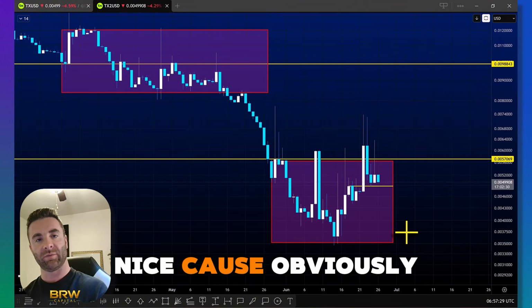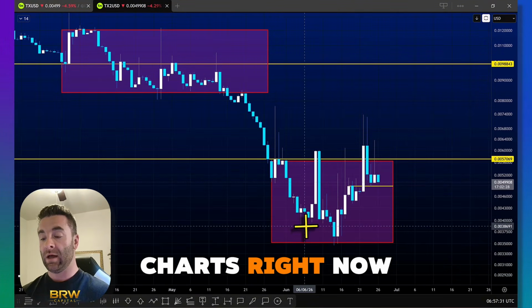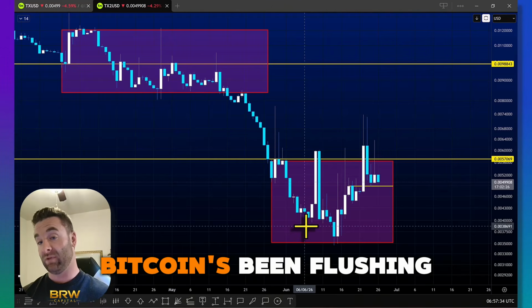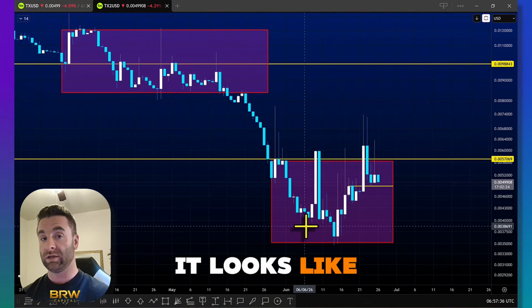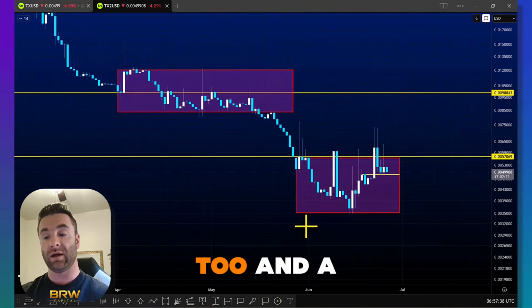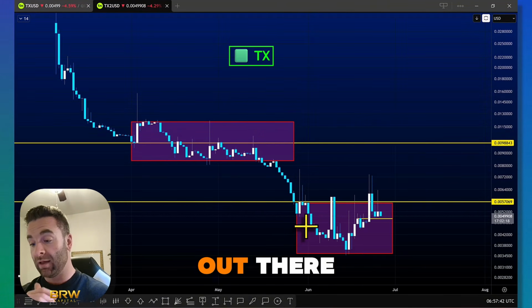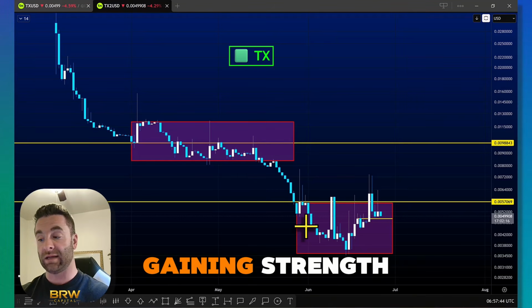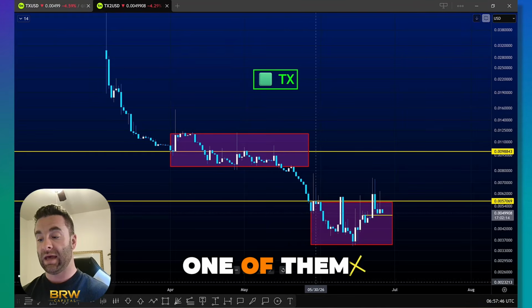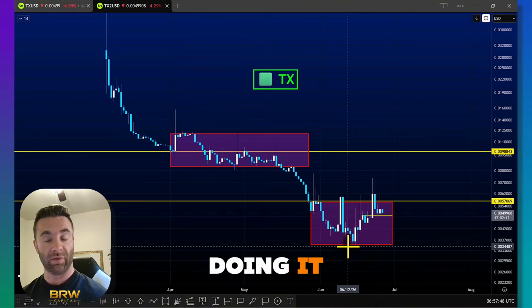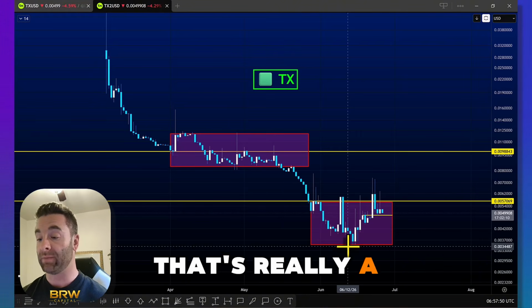And that's really nice because obviously if you're paying attention to the charts right now, you can see Bitcoin's been flushing really hard. It looks like all liquidity sweeps, and then Ethereum too, and a lot of other ones. But there are certain crypto coins out there that are actually gaining strength, and TX is one of them. And some of them have been doing it throughout the month of June. That's really a good thing.